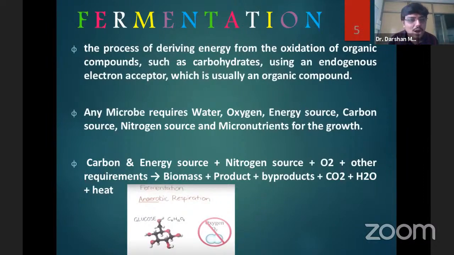I am talking simply, I am giving you a very simple example. You have the carbon and energy source. You also have the nitrogen source. You also have what? Oxygen, as well as various other requirements.